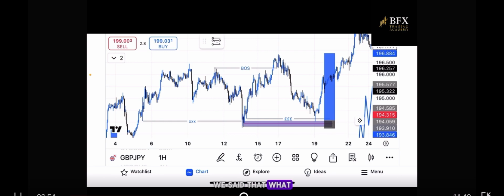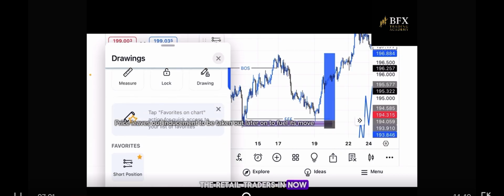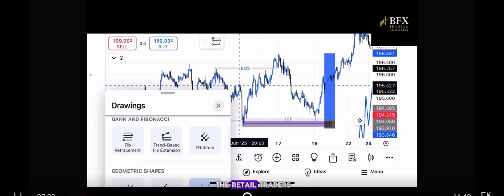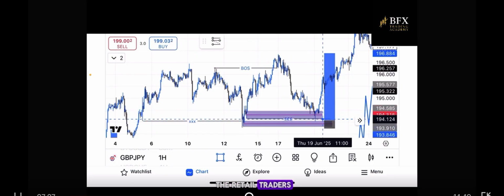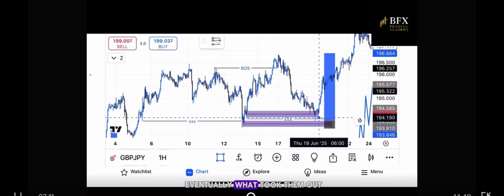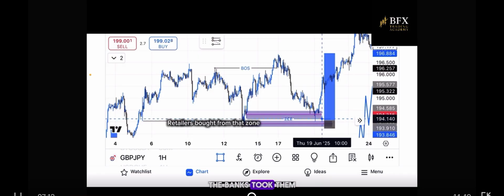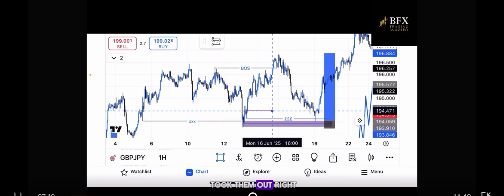We said that an inducement is when price tempts the retail traders in. Now, how does price tempt the retail trader? Let me go back again. You can see now that price is tempting the retail traders, and price eventually took them out. The banks took them out. The smart boys took them out, right?